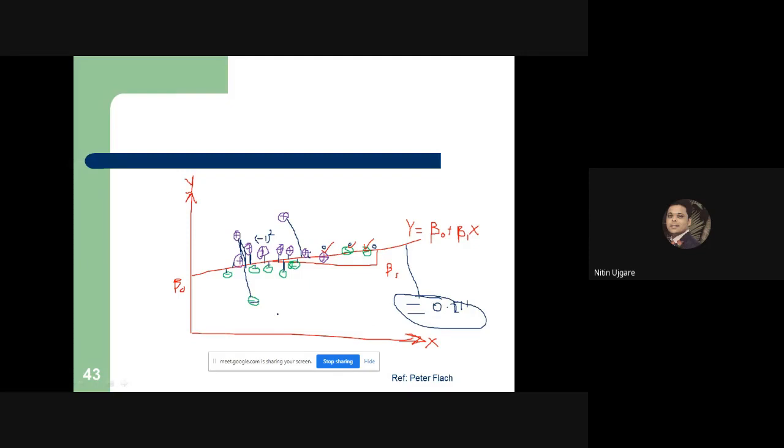Okay, so this is what I want to show you. This is very important from the linear regression perspective. So why do we call it the best fit regression line? Because whenever the line has the minimum sum of square of errors, it is called the best fit regression line.